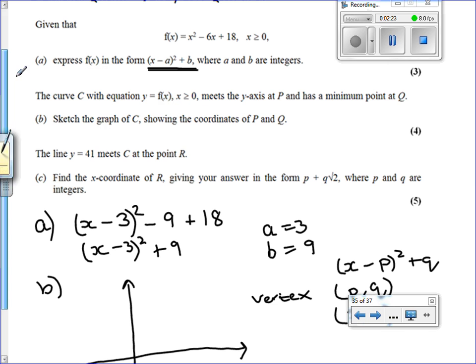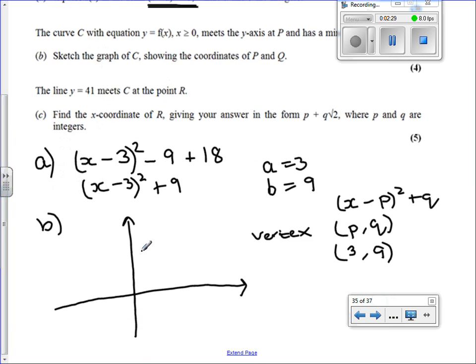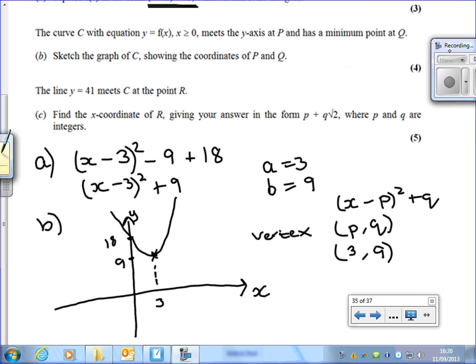The q value is 9, so our vertex or turning point is at 3, 9. Now we already know that the graph crosses the y-axis at 18. If we look at our original question, the y-intercept is 18. We know it's a positive parabola. And we've just found this vertex here, which is 3, 9. So the minimum point of the graph is 3, 9. So we've got our x-axis, our y-axis. We want to find the coordinates of P and Q.